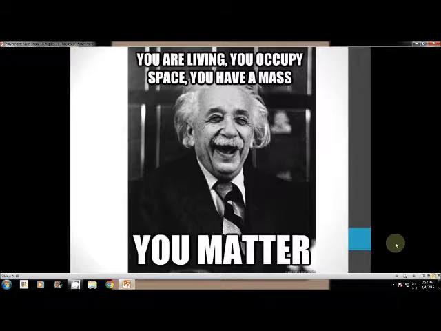So hopefully you get it, like this little picture of Einstein. You are living, you occupy space, you have mass, which means you matter.